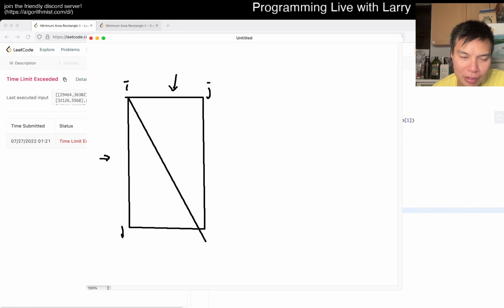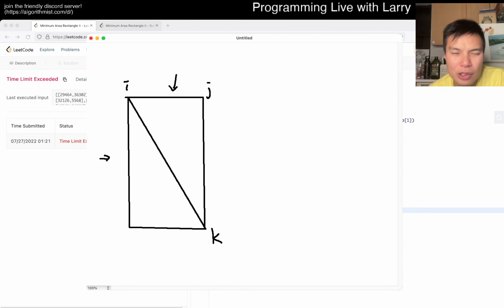You know, maybe this is K instead by accident, right? What if this is K instead? Then how do we rule that out? And do we have to rule it out? I guess not. I guess we could just look for it, right?